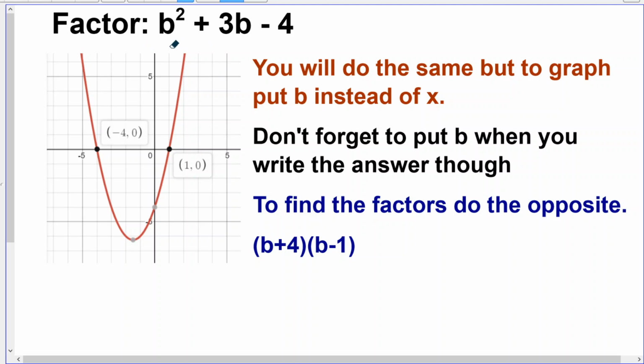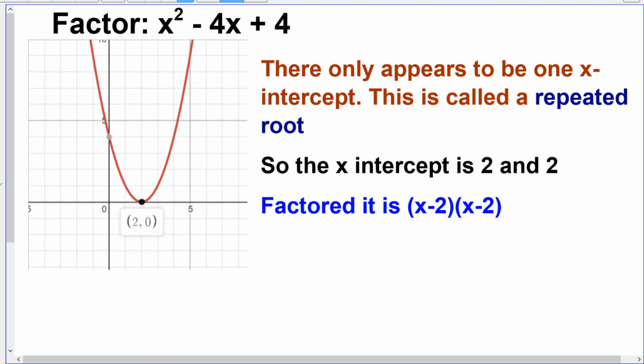So b times b, I can see, would give me b squared. And particularly for the homework assignments, you've got to be careful with doing that, particularly if it's something that's an electronic reader. It won't give you the correct answer if you put x plus 4, x minus 1 for this question.